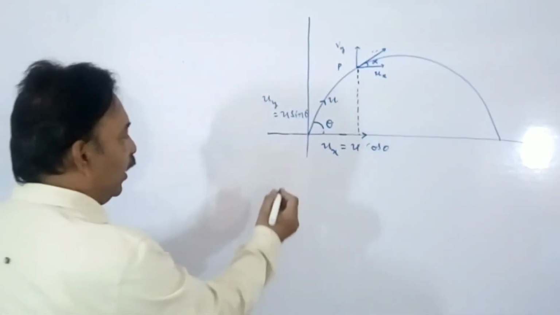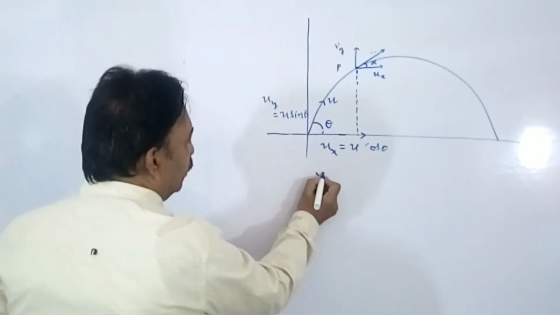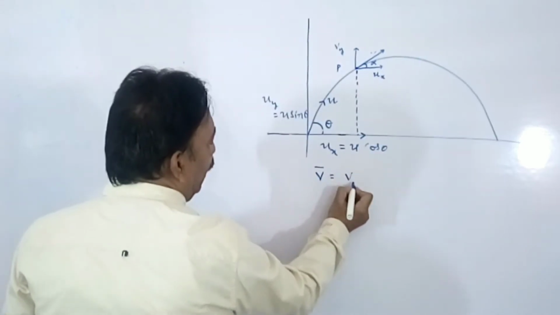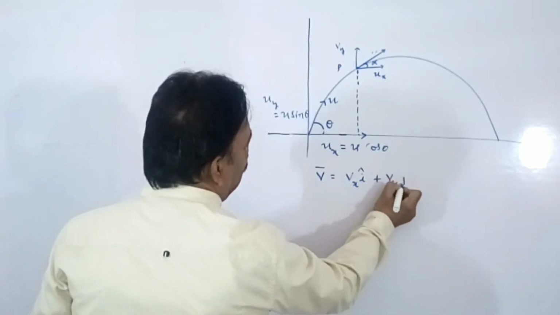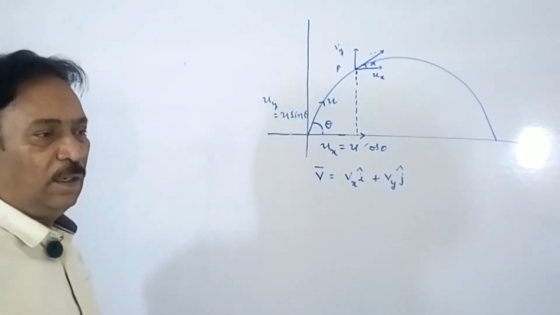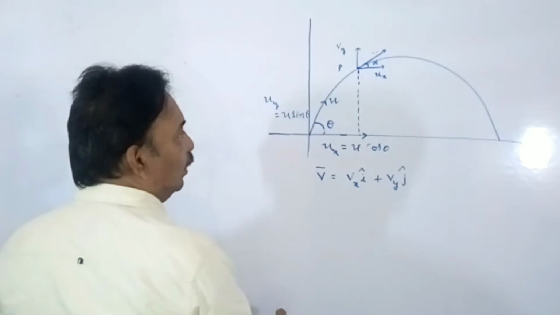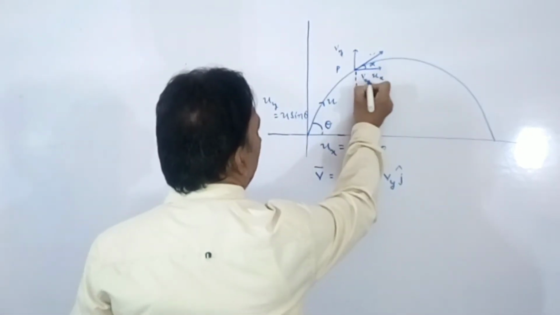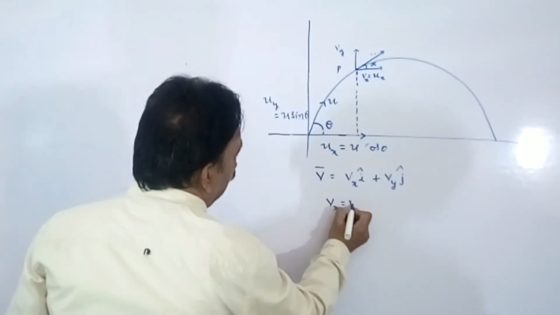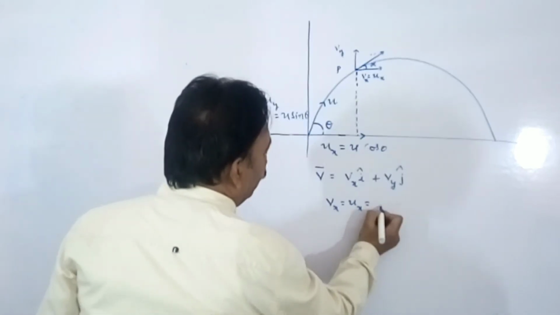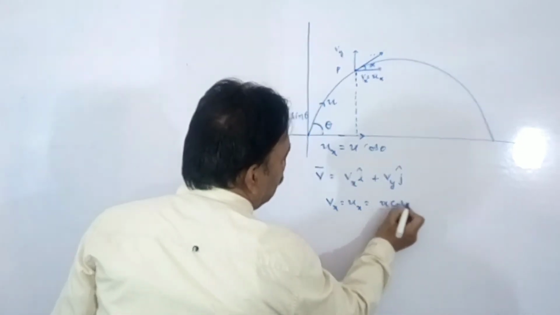First we will write the components. If at that point the velocity is v bar, we can write it as vx i cap plus vy j cap. I said that throughout the journey the horizontal component of the velocity remains constant. It is vx. Here vx is equal to ux, which is u cos theta, i cap.